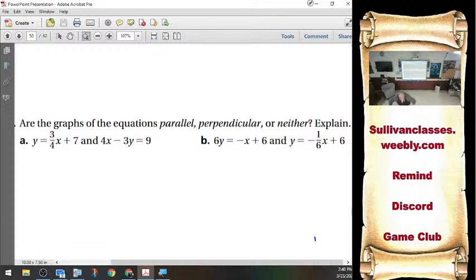Can you do 4 instead of 3? Does it still work the same? That would be isolating x. Remember, I want the number that's in front of x because that's my slope.